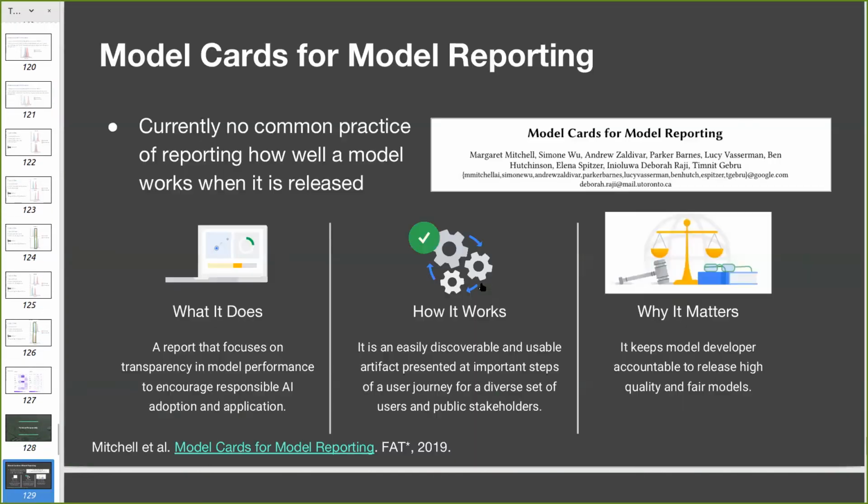Release responsibility. So another thing that we talked about is how the current ML and deep learning development lacks proper testing mechanism.